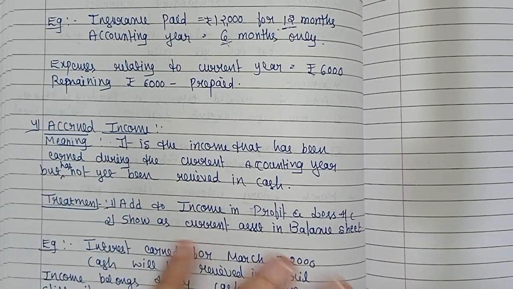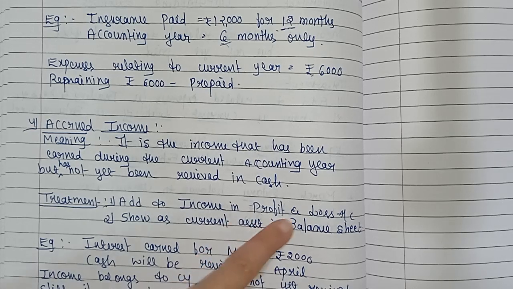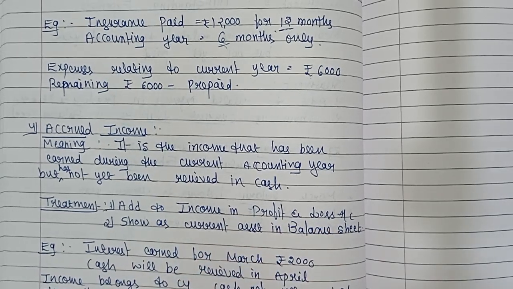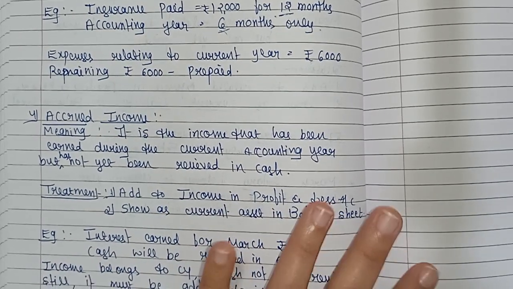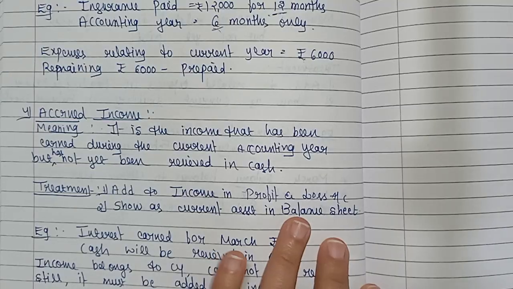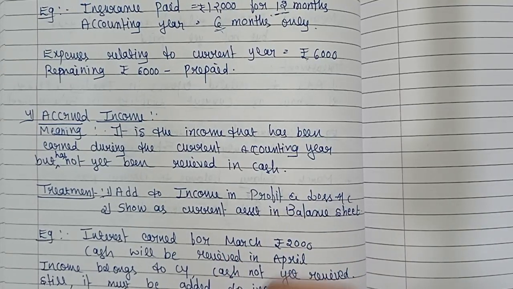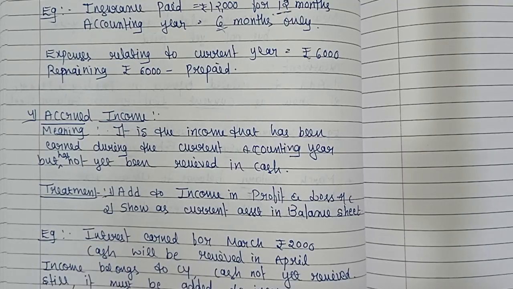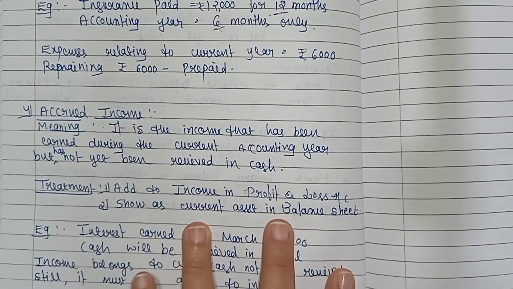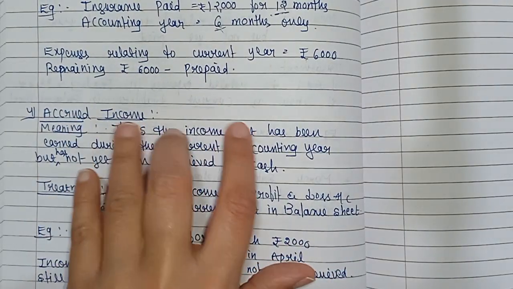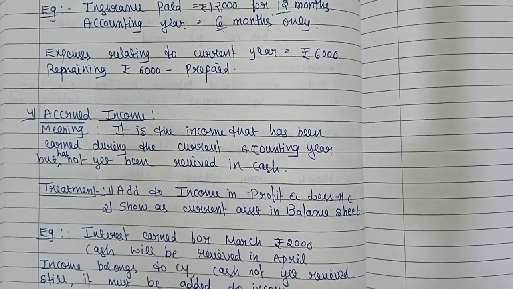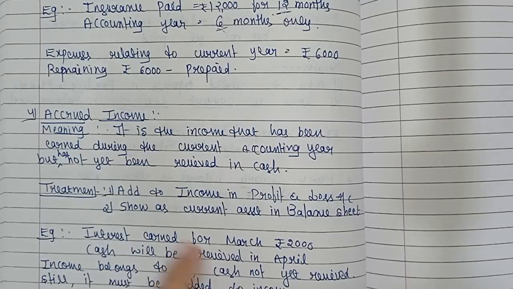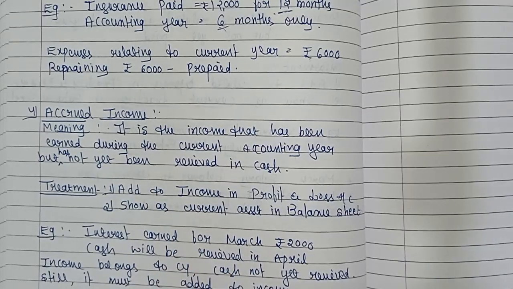Clear? What is the treatment? Add to income in the profit and loss account, and show as current asset in the balance sheet because we are receiving it. Means current assets, right? We have to receive that within a short period of time, that is usually within 1 year. That's why we need to show it as a current asset. We are receiving the income, so it is shown as a current asset in the balance sheet.